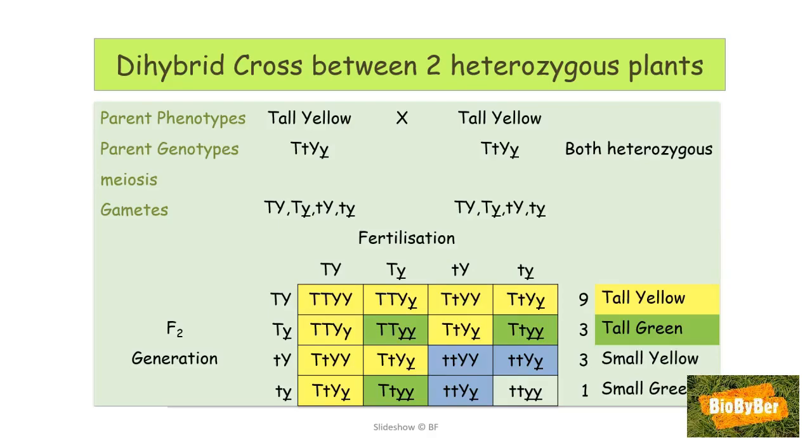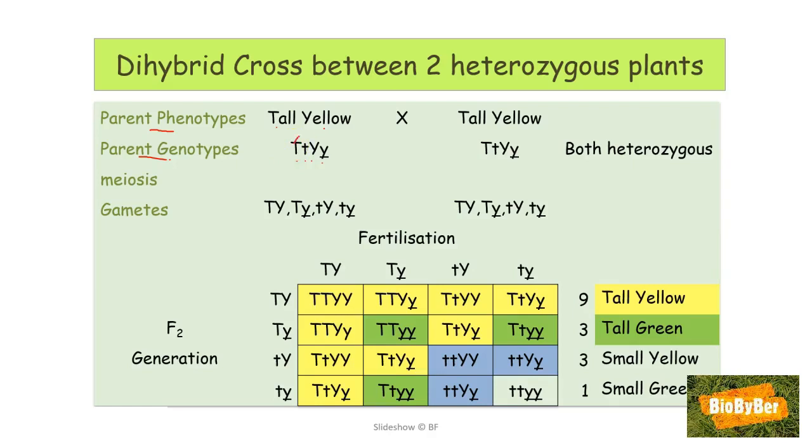When we self the F1 generation, we actually end up with a dihybrid cross between two heterozygous parents. The parental phenotypes are that both parents are tall and yellow. The parental genotypes are that both parents are heterozygous, big T, little t, big Y, small y. Now, upon meiosis, we should know that we have the possibility of getting 4 different gametes.